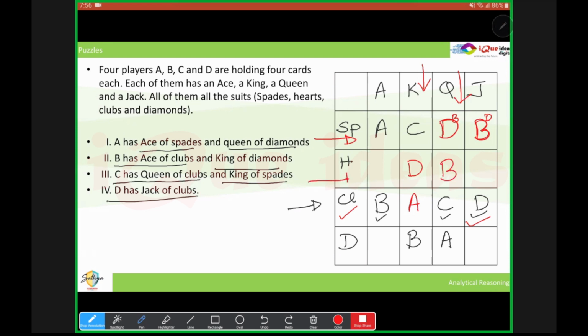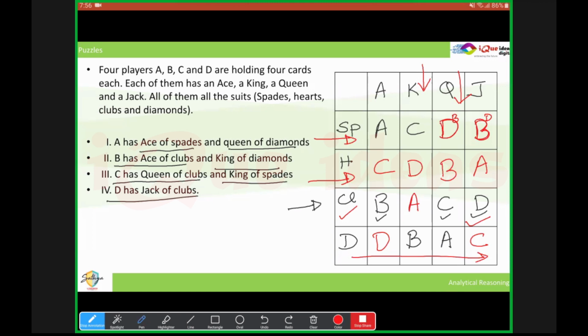Now in hearts, I need A and C. I cannot put A in the first one because A is already there. So I put A and C. That's it. Under ace, A, C, B. So D. And under jack, B, A, D. So C. And D automatically has all four of them. So I get the arrangement.